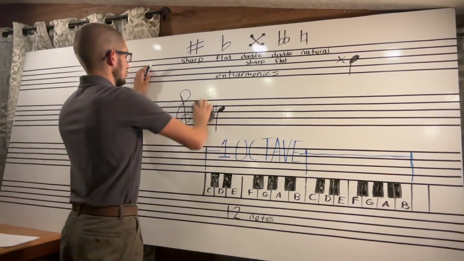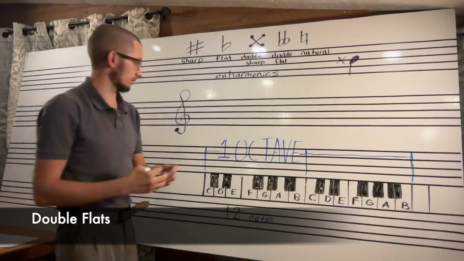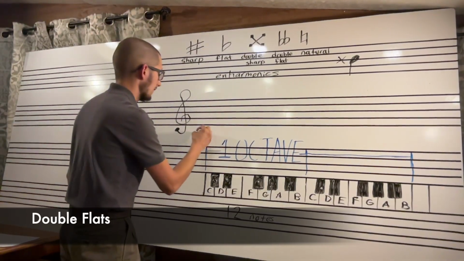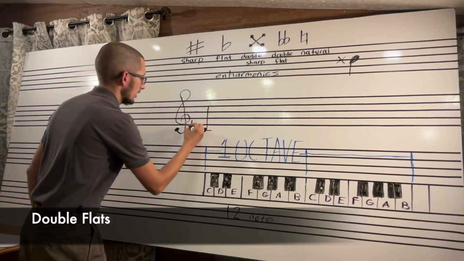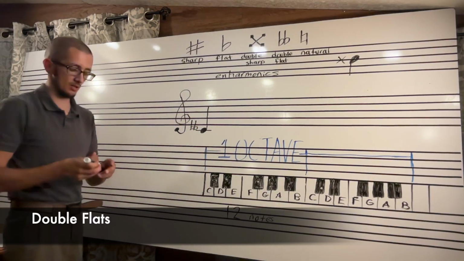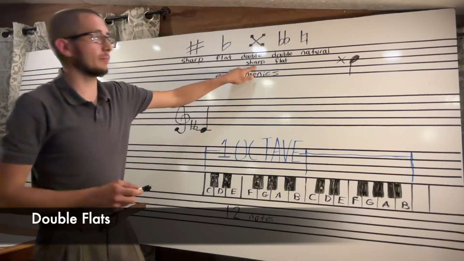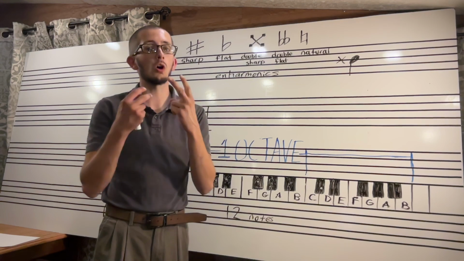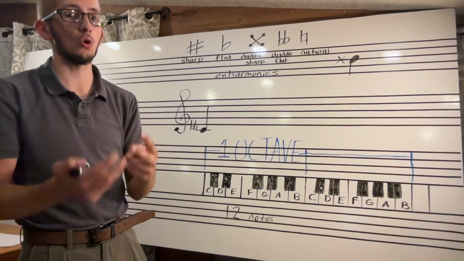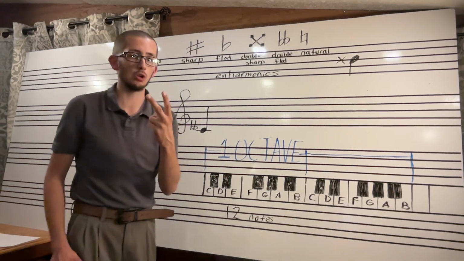All right, moving on to double flats. All right, let's draw a C right here and add a double flat to C. So what happens if I add 2 flats to C? Well, what a double sharp does is it raises it by 2 half steps, also called a whole step.